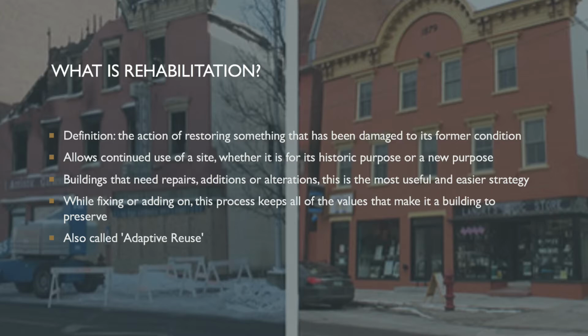And it's for buildings or sites that need repairs, additions, or alterations, and this is the most useful and easy strategy. While fixing or adding on to the site, this process keeps all of the values that make it a building to preserve, and this is also called adaptive reuse. In the background, you can see an example of a building being rehabilitated.